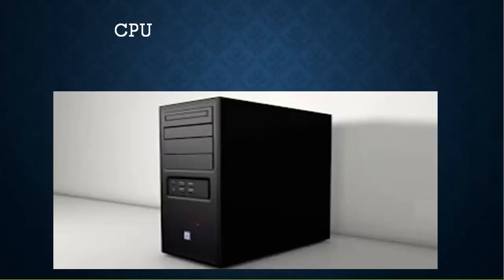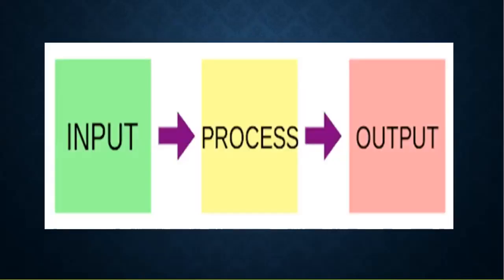How do the parts of a computer system come together to work? To do any work on a computer, we have to follow these three simple steps: input, process, and output. This is also called the IPO cycle. IPO stands for input, process, and output. We can use simple examples from our daily life to understand the IPO cycle.